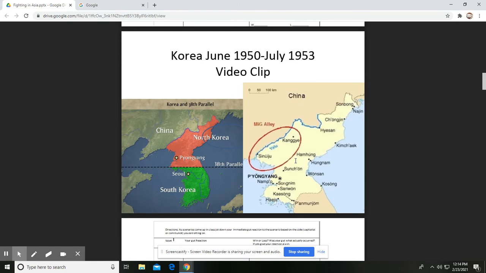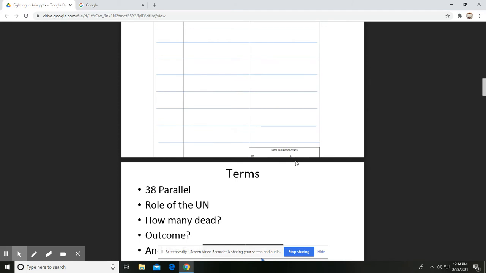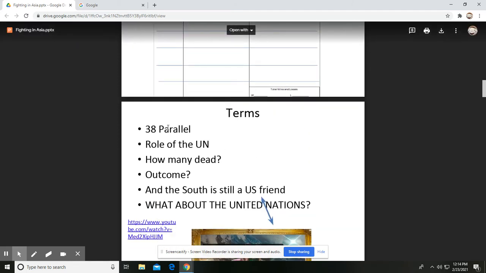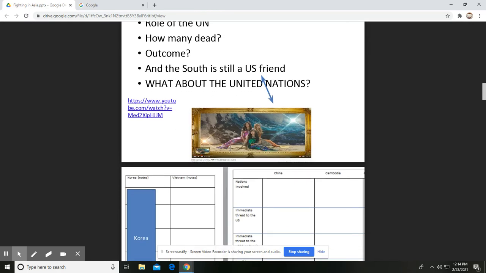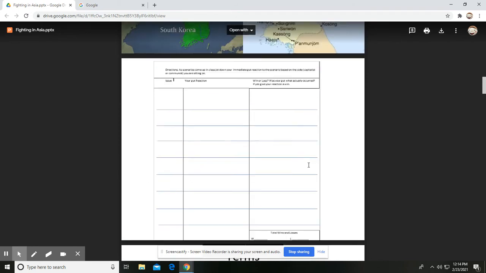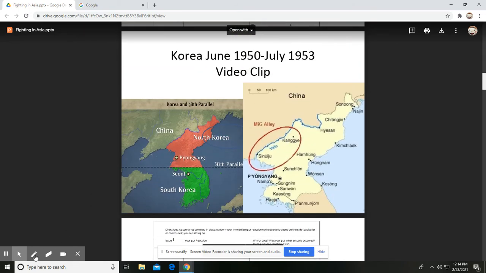After the video clip that we watched addressed some of the issues going on in Korea, some of the terms specific to Korea, the 38 parallel, I want you to think about this as like a border. And after we watch the documentary, we're going to get to this section here. So just to give you a little bit of information, with North Korea and South Korea, we have World War II. We have a division of Korea.